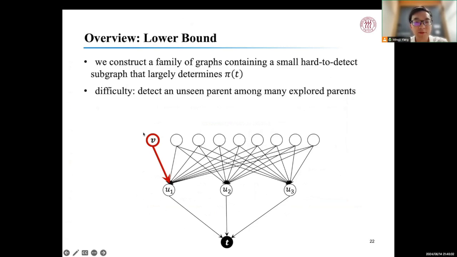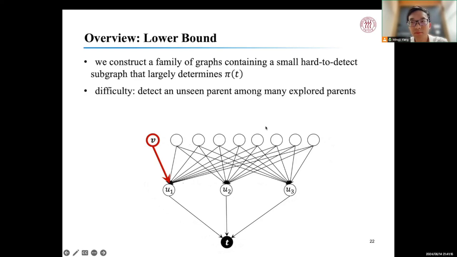We will construct the graph so that the special node V is important to the PageRank value of node t. However, to detect the node V through local explorations from node t, the algorithm has to examine essentially all these edges drawn here. This is because even if the algorithm has inspected all these wrong parents through the parents of U3, it has to inspect them again when examining the parents of U2, because the algorithm cannot determine which of these parents is the special node V beforehand.